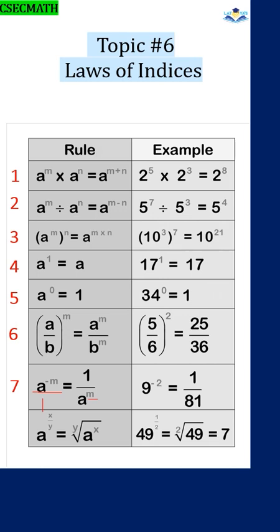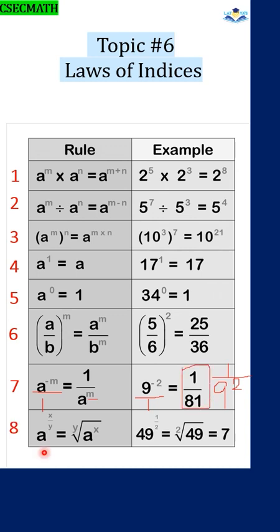Now let's do this with a number. We have 9 to the power of negative 2. We are going to put it over 1 and then we are going to flip it. Find the reciprocal of it is going to be 1 over 9, and in this case the power would become positive. And 9 to the power of 2, or 9 squared, is 81. So the answer here is 1 over 81.